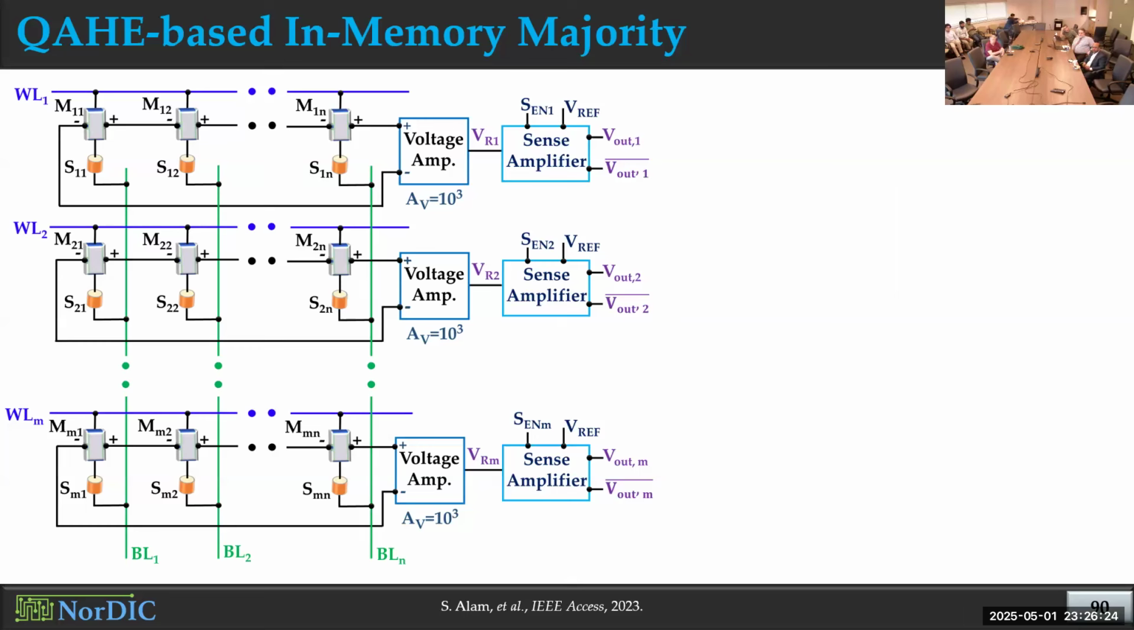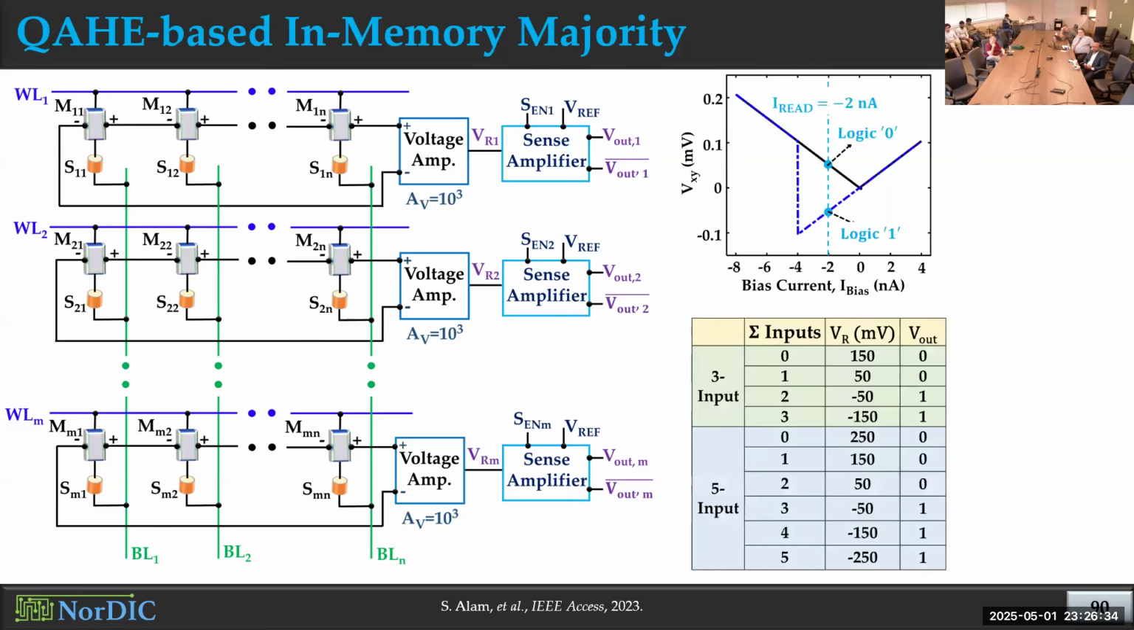Along with an inverter, majority is also functionally complete. So when we try to perform this majority operation inside our quantum anomalous Hall effect based memory, we observe a unique advantage. I will explain that. Here, when we perform this 3 input majority logic, it again comes from the quantum anomalous Hall phenomena and the way we designed this memory array.